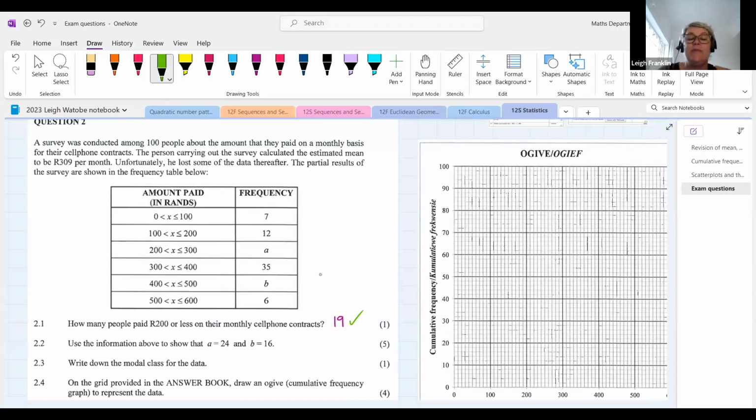Let's have a look at the next question. It says, use the information above to show that A is 24 and B is 16. Okay, so this is the question that I wanted to show you.